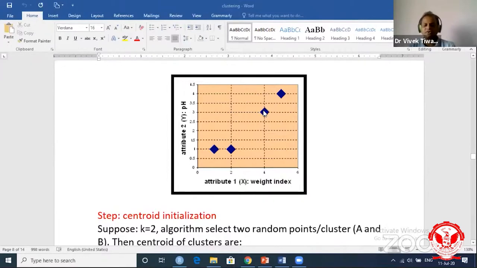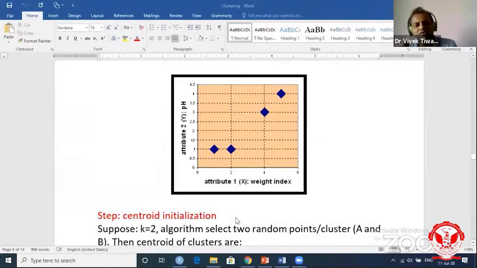Now I'm going to demonstrate whether the clustering algorithm will give the same results or differ from your expectation. So I'm starting here: we have to decide the value of k. Assume the value of k is 2. You can start with k equal to 5, 10, 3, 2, whatever you want, based on the number of data points. For making it a very simple discussion, I'm deciding k is equal to 2.